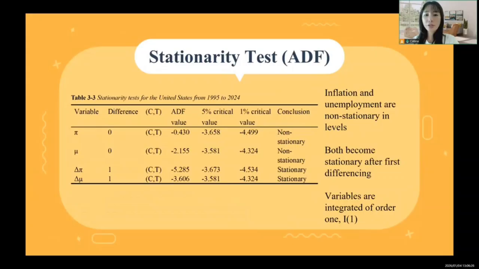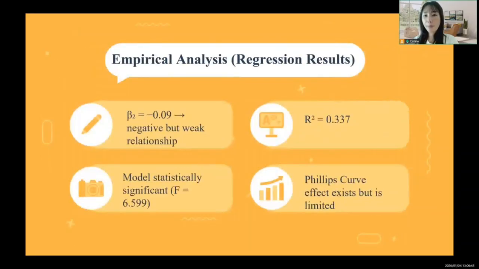Before regression, we test stationarity using the ADF test. The result shows that inflation and unemployment are non-stationary in their levels. After first differencing, both variables become stationary. This confirms that our regression analysis is valid and not spurious.